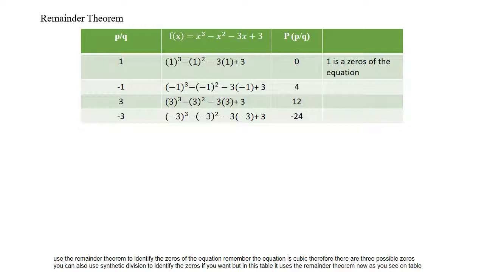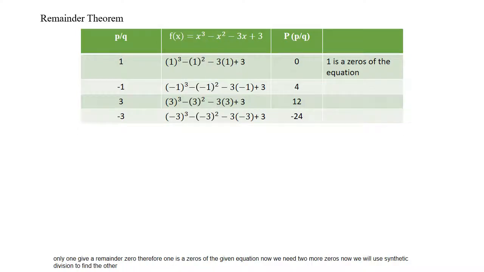Use the remainder theorem to identify the zeros of the equation. Remember, the equation is cubic, therefore there are 3 zeros. You can also use synthetic division to identify the zeros if you want, but in this table it uses the remainder theorem. As you see on the table, only 1 gives a remainder of 0, therefore, 1 is a zero of the given equation. Now we need 2 more zeros. Now we will use synthetic division to find the others.